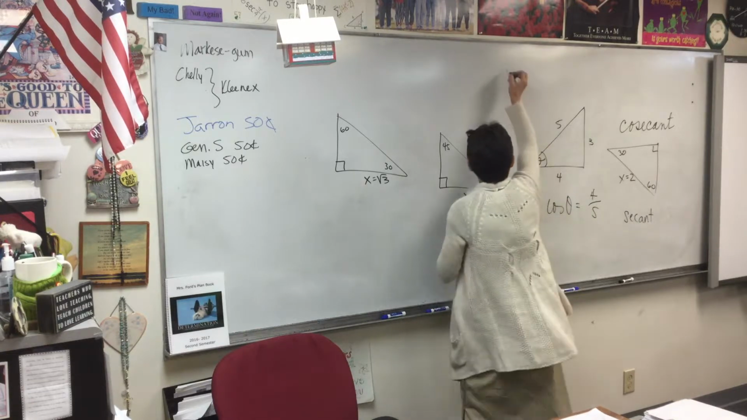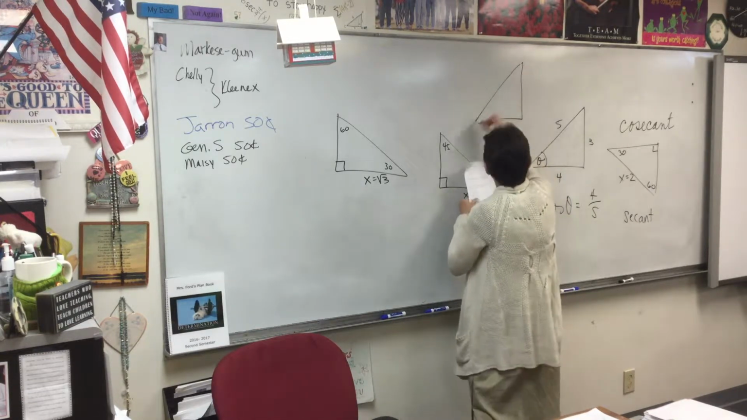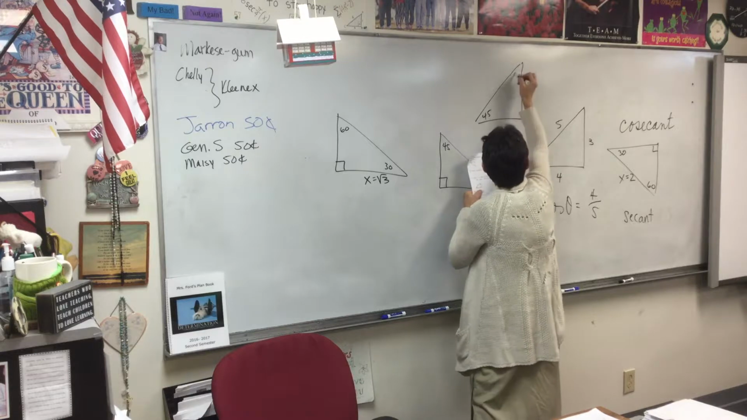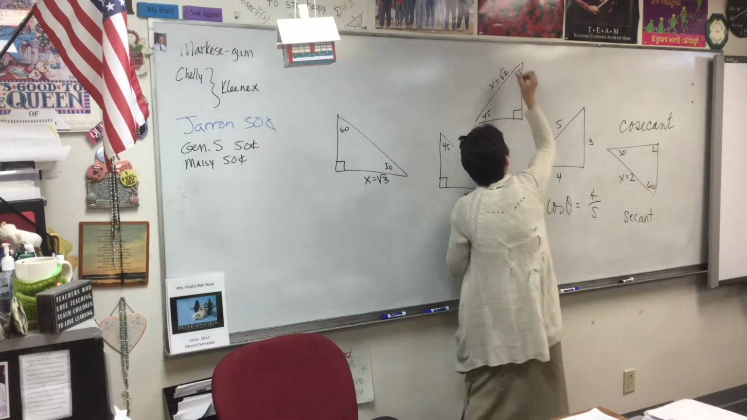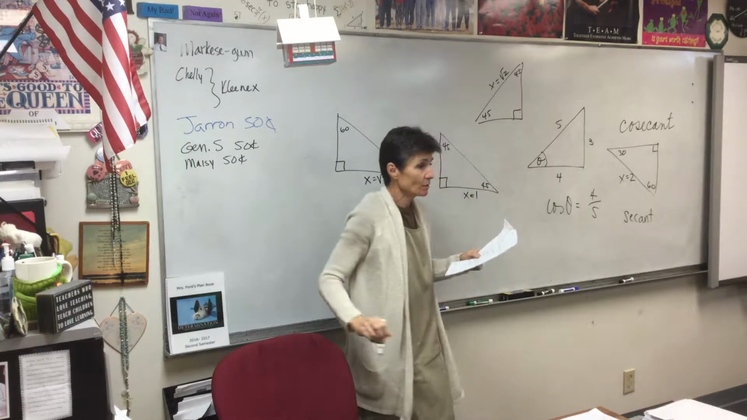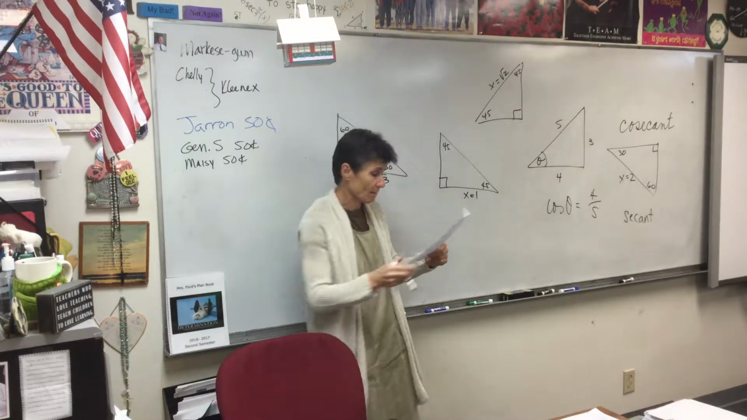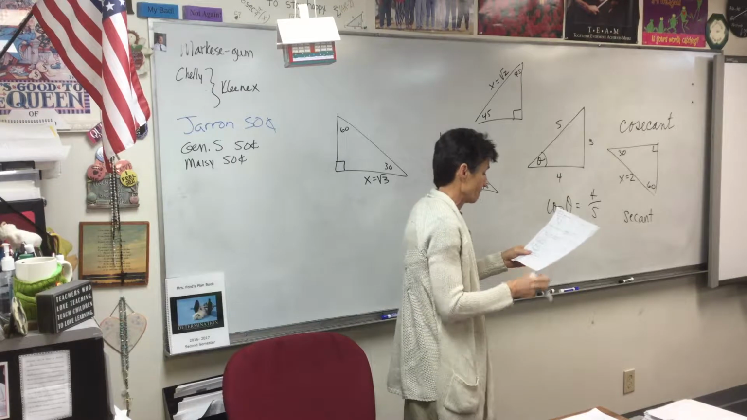All right, got another triangle. Root 2. What's that x? Root 2. In your 45, 45, 90, your legs are 1 and your hypotenuse is root 2.